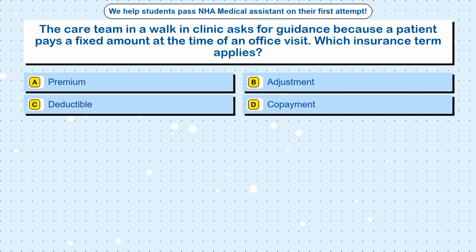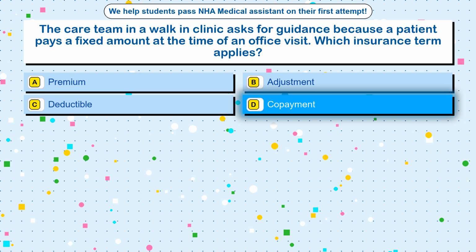Question 33. The care team in a walk-in clinic asks for guidance because a patient pays a fixed amount at the time of an office visit. Which insurance term applies? Option A, premium. Option B, adjustment. Option C, deductible. Option D, copayment. The correct answer is option D, copayment.